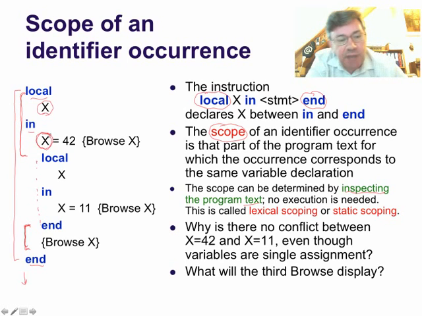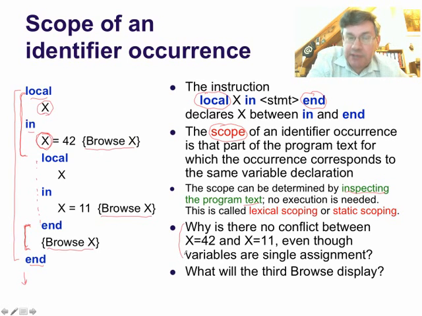Okay, so in this example, the first browse will display 42, and the second browse will display 11. And the third browse will display, of course, 42 again. And there is no conflict between x equal 42 and x equal 11, even though variables are single assignment, so you can understand why. I will let you answer that question.